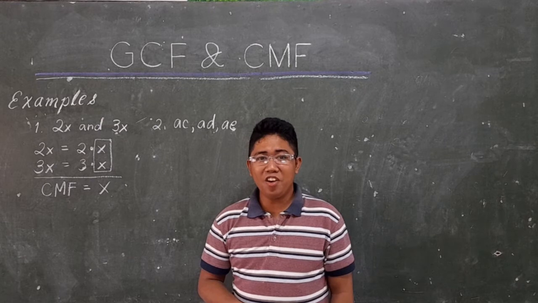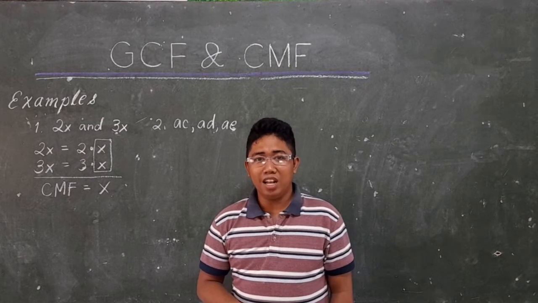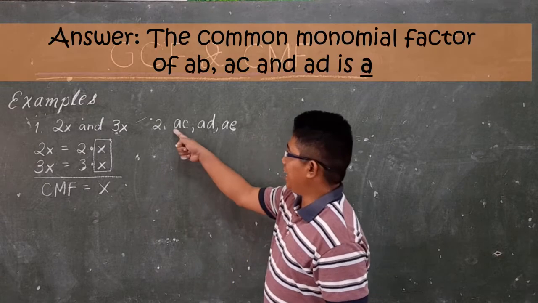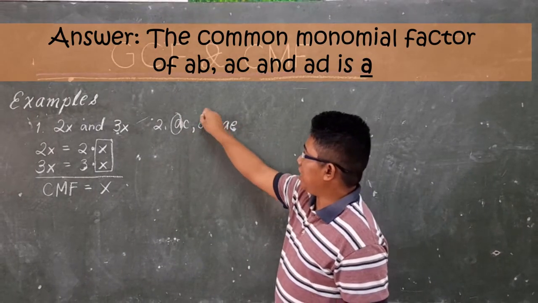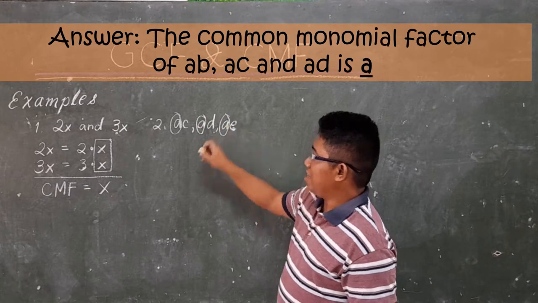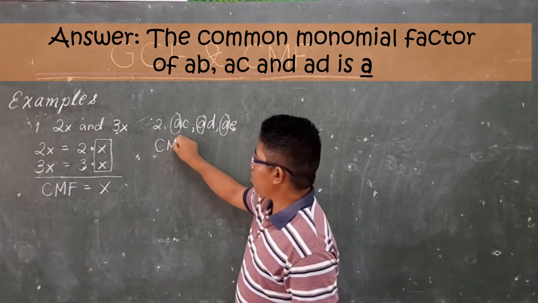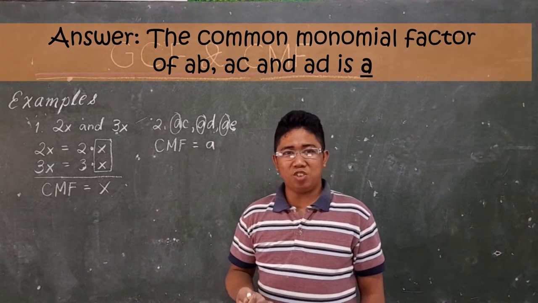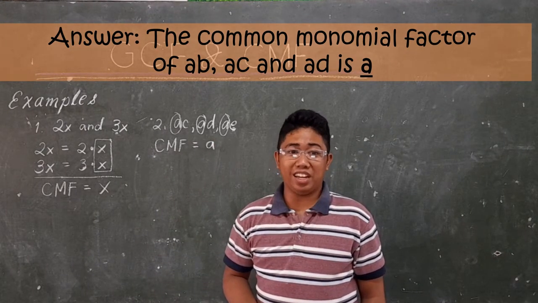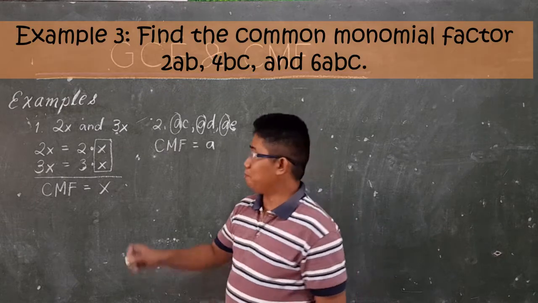Alright, so there is a common variable A: AB, AC, AD, and AE. Thus, the common monomial factor is A. Did you get it, students? It is very easy. How about the third example?